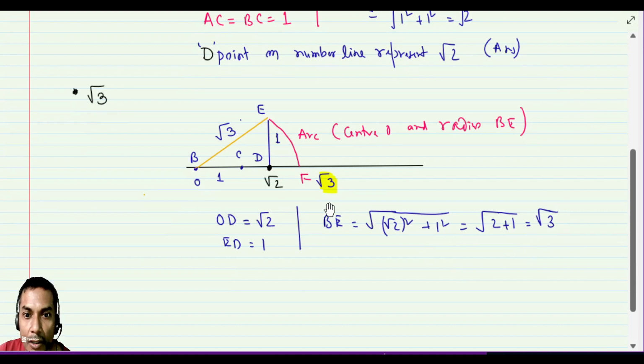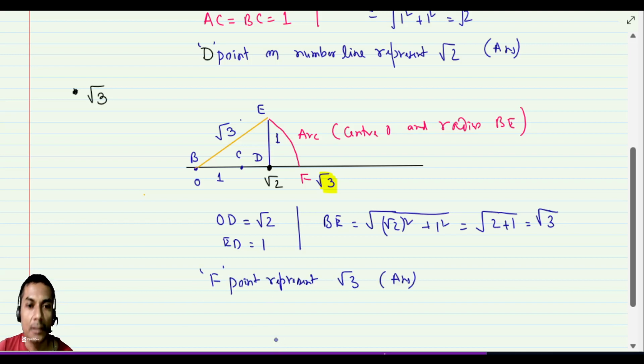Clear? So root 3 is possible when we draw it after root 2 only. So after root 2 we get the root 3. So point F represents the root 3. Okay, this is the correct answer. F represents the root 3.